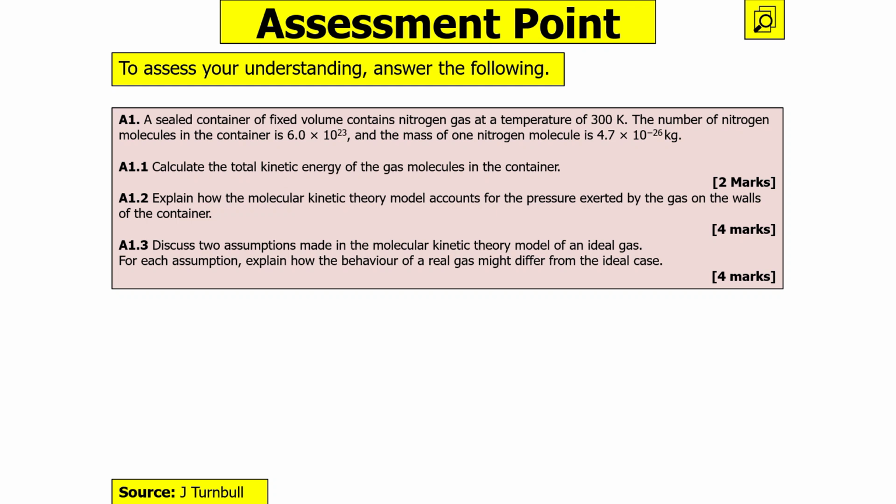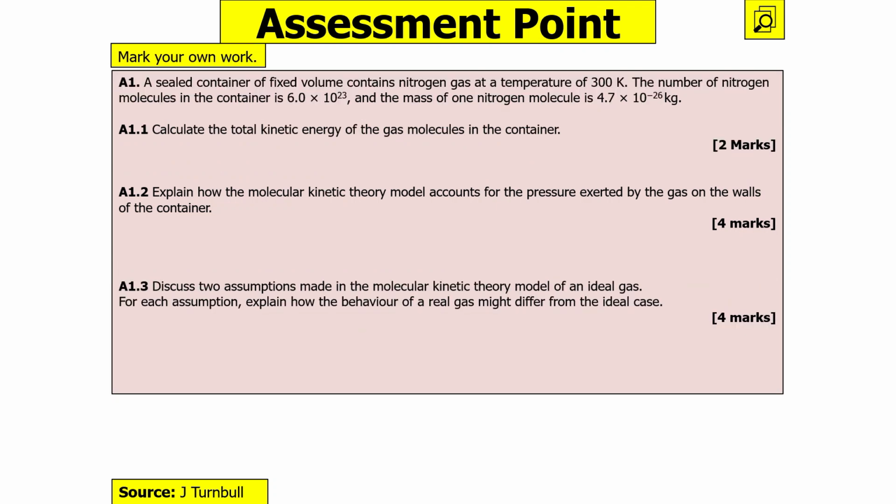Explain how the molecular kinetic theory model accounts for the pressure exerted by the gas on the walls of the container. Discuss two assumptions made in the molecular kinetic theory model of an ideal gas. For each assumption, explain how the behaviour of a real gas may differ from the ideal case. So pause the video now, then unpause the video when you want to go through your answer.